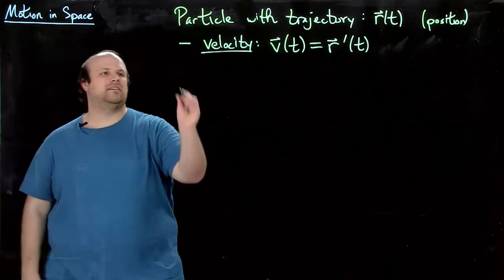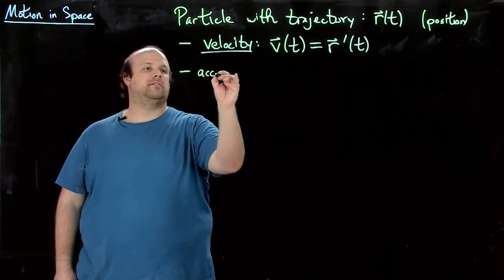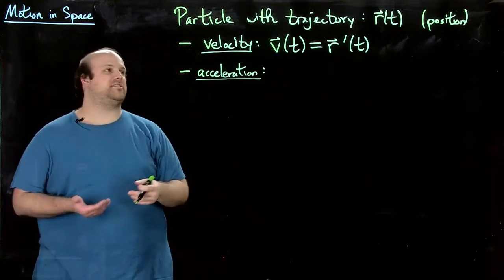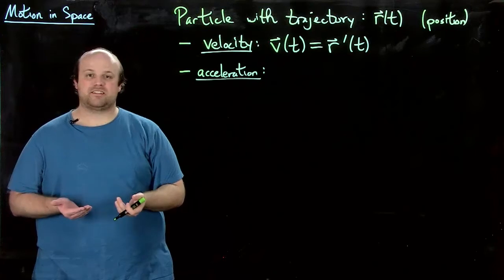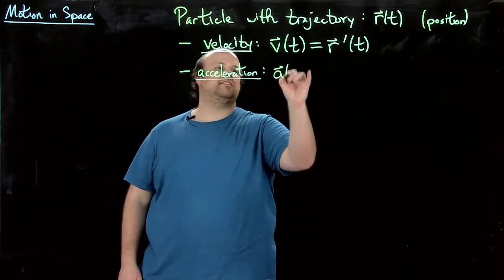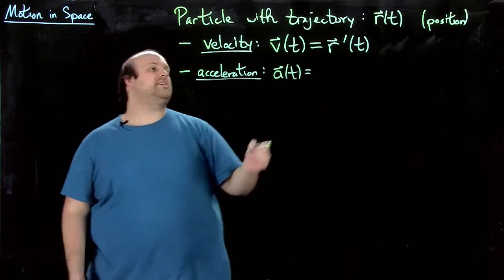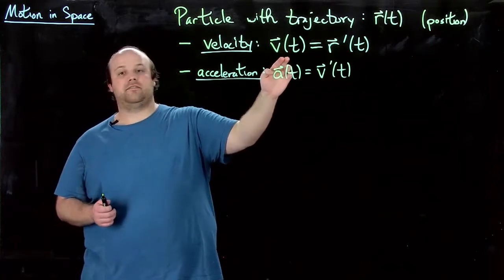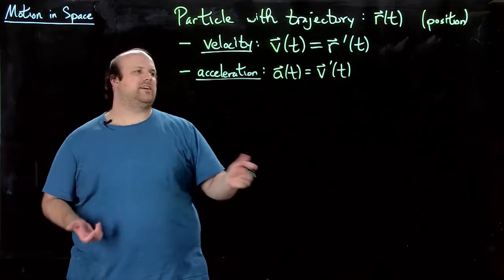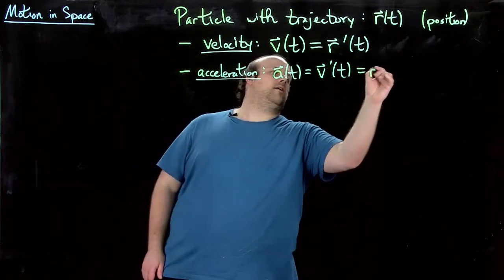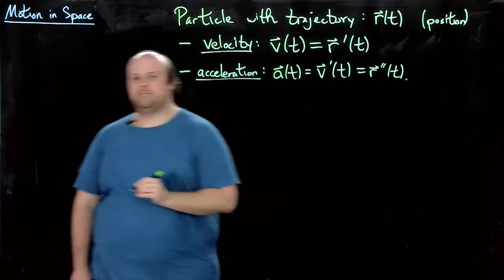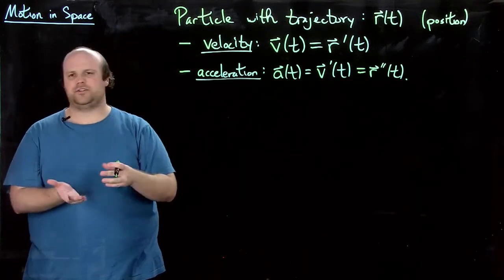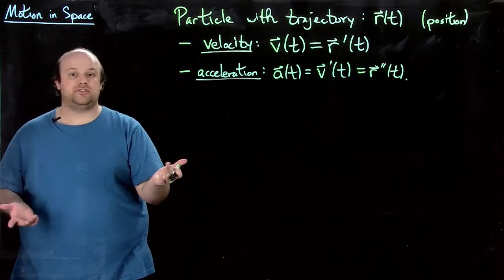Well, the next thing is the acceleration. Right? The acceleration is just the rate of change in velocity with respect to time. So of course, we'll call this a of t. So the acceleration is just v prime of t. But using the fact that v of t is r prime of t, we can write a as r double prime of t.